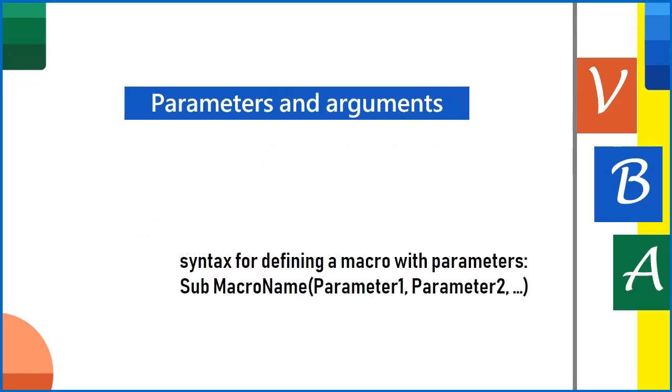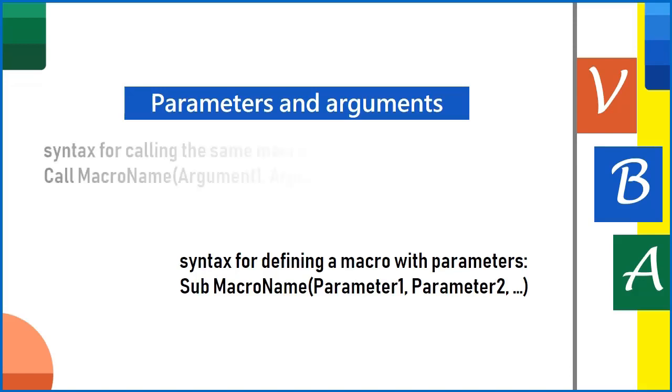Here's the syntax for defining a macro with parameters. Sub macroname, parameter 1, parameter 2, etc. In this syntax, parameter 1, parameter 2, etc. are the parameters you define for the macro. These parameters will hold the values of the arguments that are passed when the macro is called.